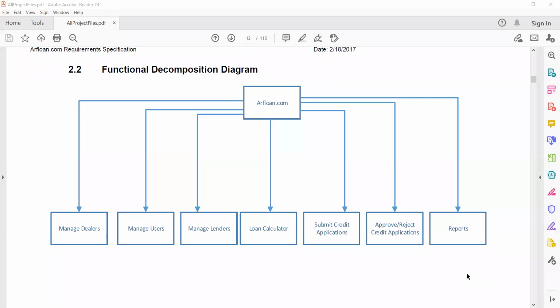Another function would be managing the payment methods for a customer. Another would be managing the customer's order. So depending on what functionality you want, your system is going to be broken down into multiple, what we call functional components. And this particular diagram shows the view of how Arfloan is functionally broken down into multiple functions.